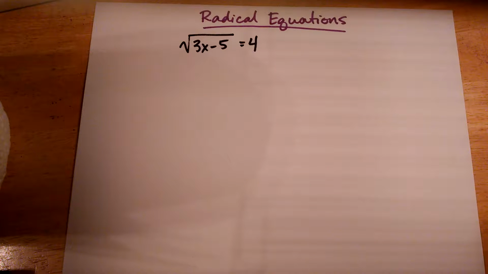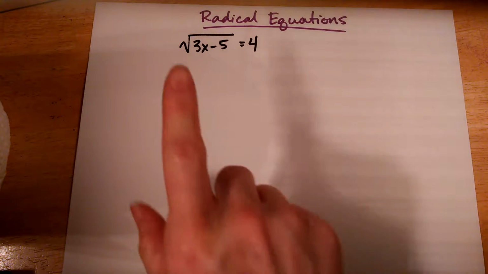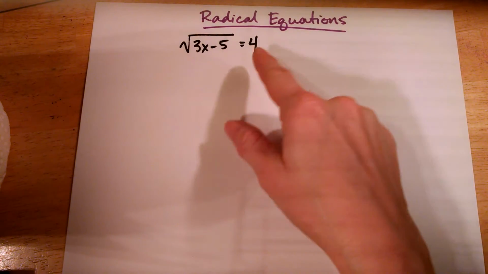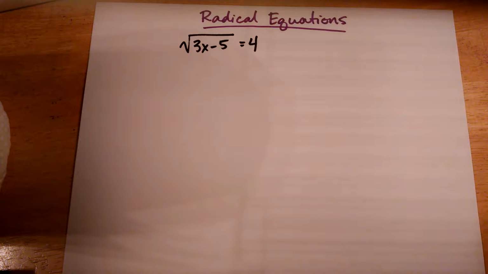We are in the land of radicals and we have radical equations. Now we need to solve for our variable when there's a radical in the equation. Okay, so here's my example here. I've got the square root of 3x minus 5 and it should equal 4.